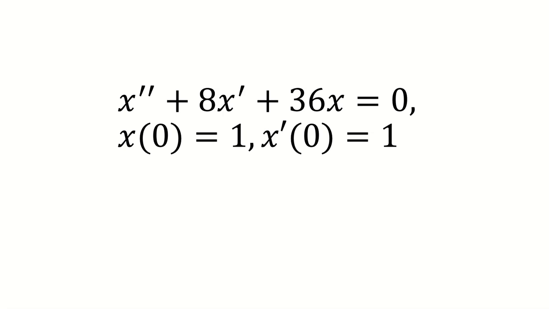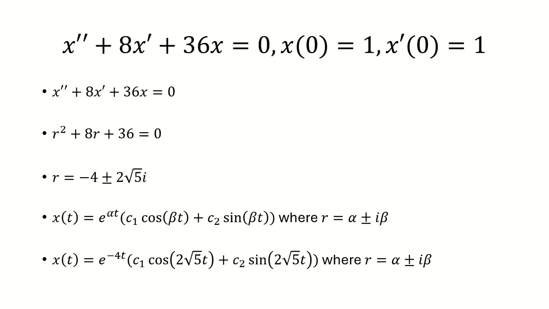In this video, we want to solve the differential equation x double prime plus 8x prime plus 36x equals 0, given the initial conditions x of 0 is 1 and x prime of 0 is 1. So let's first rewrite this using the characteristic equation. That's r squared plus 8r plus 36 equals 0.